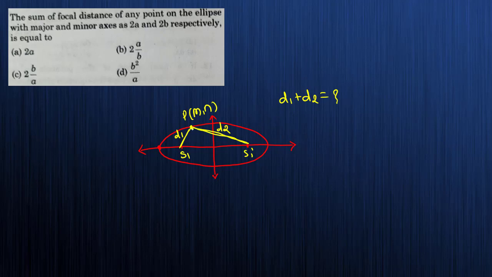So see here, if I take this point P anywhere on the ellipse, so let's consider that point for understanding purposes. I am taking the same point P here.